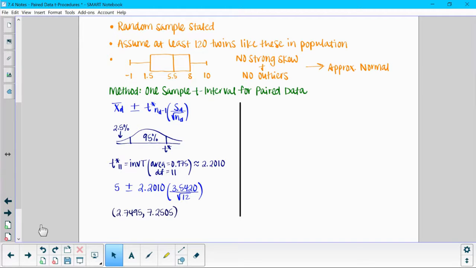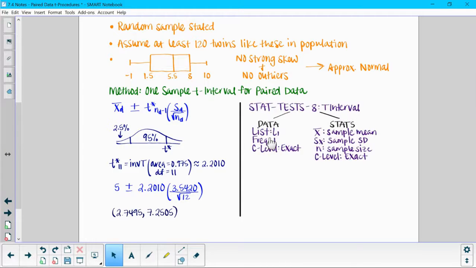Now there is a way to do this in your calculator. So we have done this before because remember, we are running a one sample t interval. Exactly the same. We are still using stat tests number 8. It gives you the option of data or stats. In this instance, we have data.